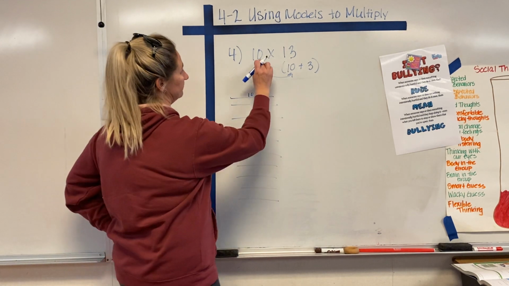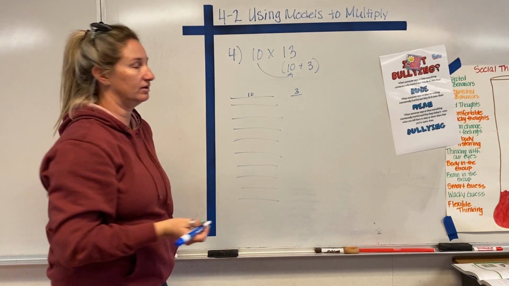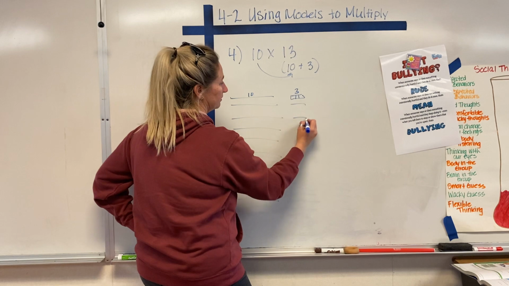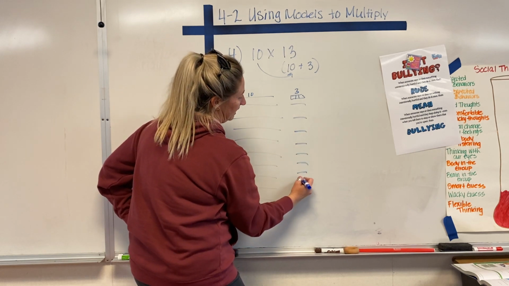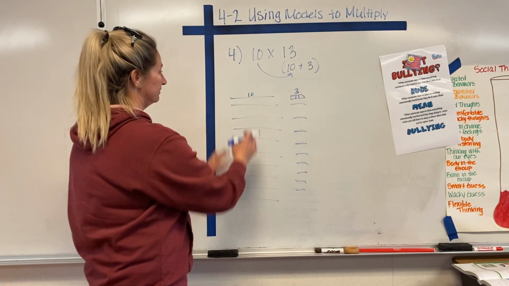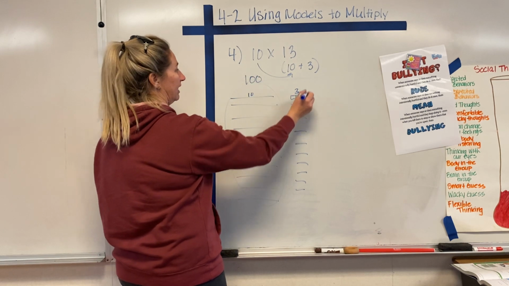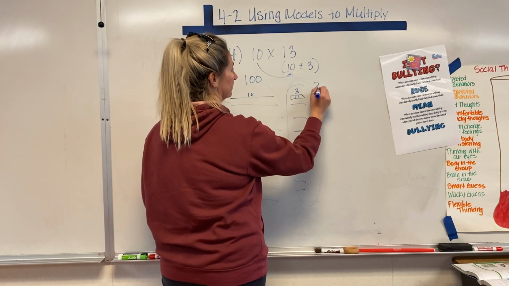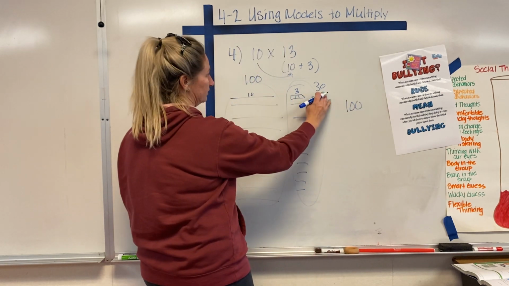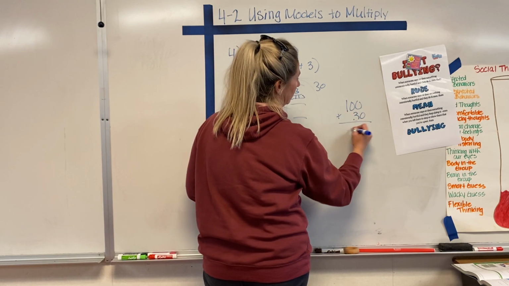Okay, and then you have 10 threes. So we'll say this is a 3. That's three little blocks, right? So there's 1, 2, 3, 4, 5, 6, 7, 8, 9, 10 of those. Then you add up all of this. So 10 tens is 100, and 10 threes is 30. So then you add up your 2 partial products, and you get 130.